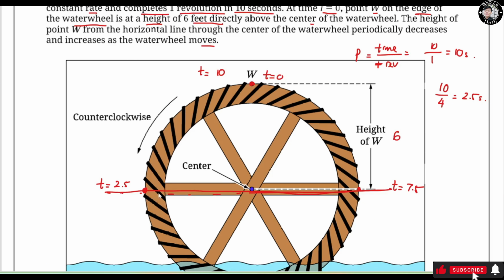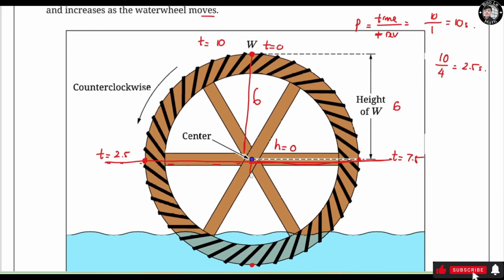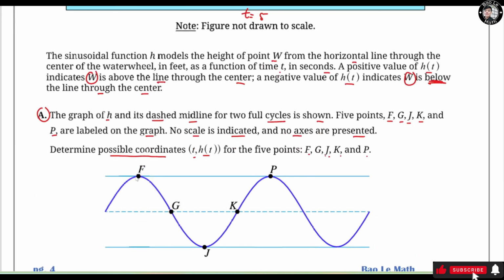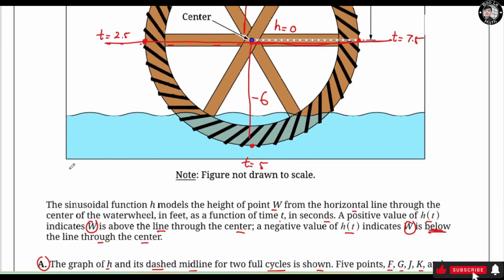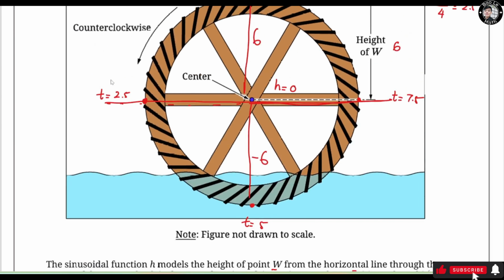So at the midline, the height is 0. This is the highest height. This is 6. Now below the midline is -6. So point F is the highest point, so it's going to be 0, 6. Now point G is at the midline, and it's going to go counterclockwise, so it should be right here. 2.5 and 0.